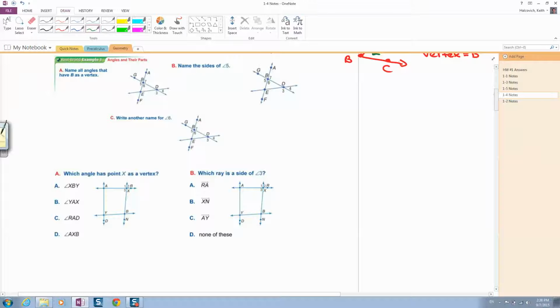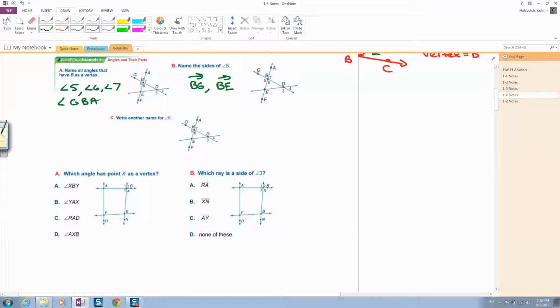It says name all angles that have B as a vertex. Angle 5, angle 6, angle 7, and angle GBA. This one up here, or you could say ABG. Name the sides of angle 5. They're ray BG and ray BE. Those are the sides of angle 5.